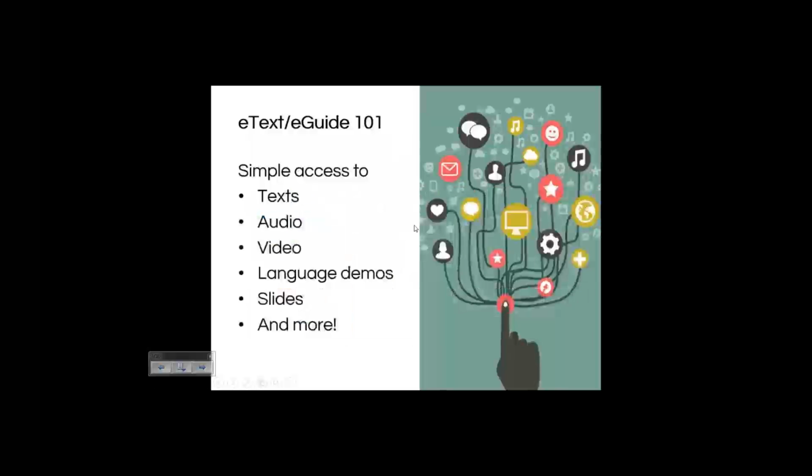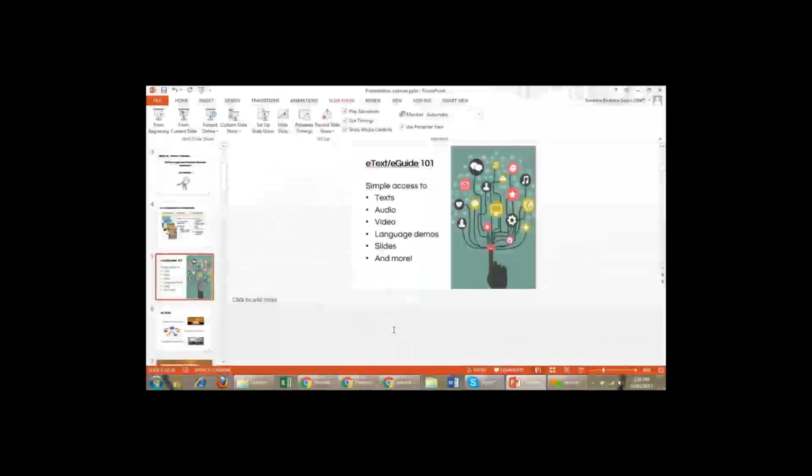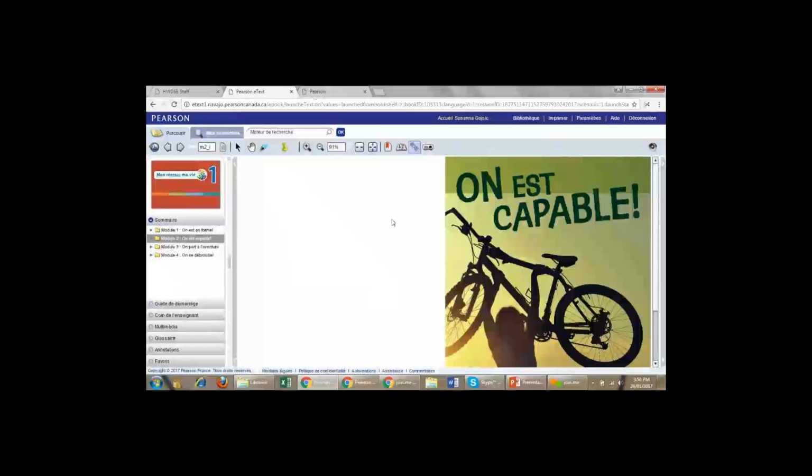One of the greatest assets to the resource is the digital access to text, audio, video, language demos, and slides, and more. And if you go in and access your Pearson resources, once you log in, you'll see at this left-hand side basket the 4 resources or the 4 modules that you have access to. Just for today, I'm clicking on the On est capable resource as our point of example.